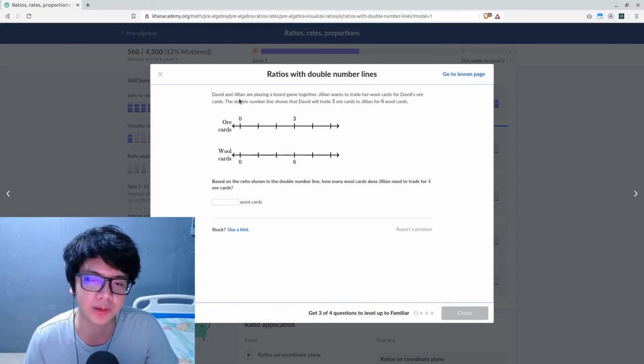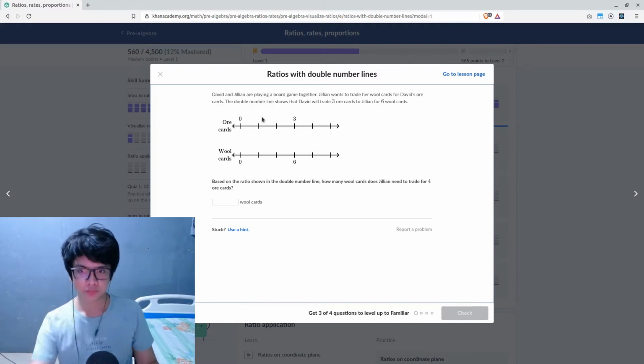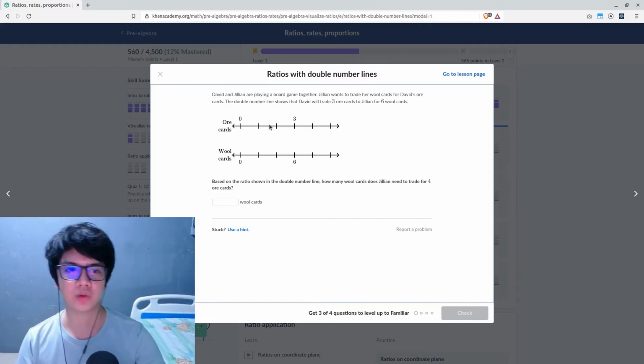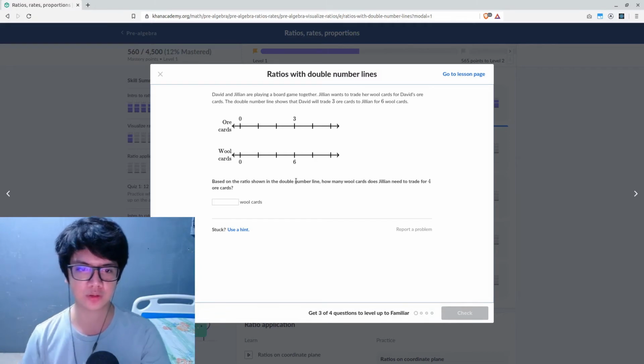David and Julian are playing a board game together. The double number line shows that David will trade 3 ore cards with Julian for David's wool cards. How many wool cards does Julian need to trade for 4 ore cards?